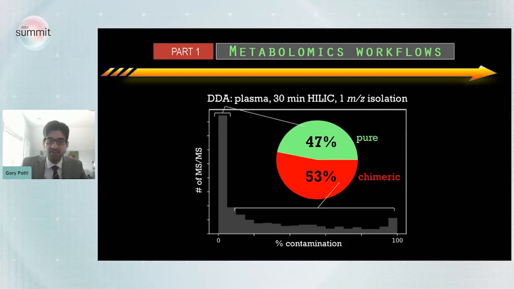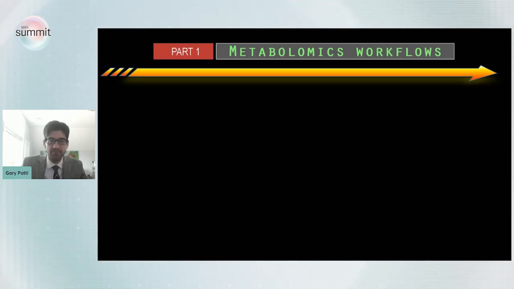This is the most important slide I'm going to show you today, because what it demonstrates is how much chimeric data you get, even when you're using a 1 m/z isolation window and a 30-minute HILIC separation. The y-axis here is the number of MS spectra, and the x-axis is the percent of contamination. You can see that there's not a ton that's extensively contaminated, but there is a lot that has chimeric spectra and that is going to contaminate your data.